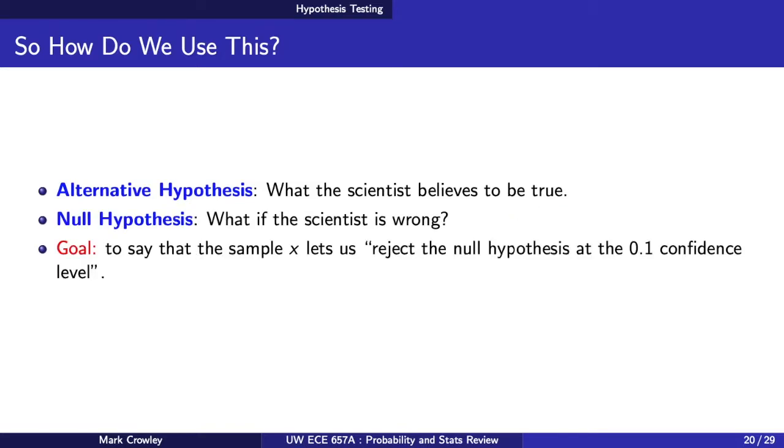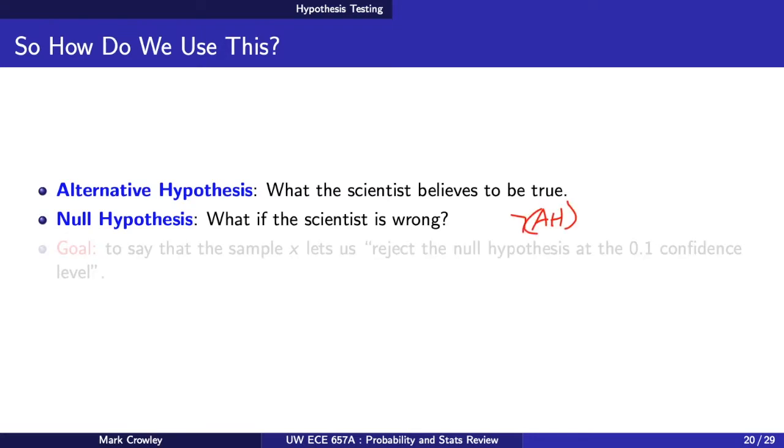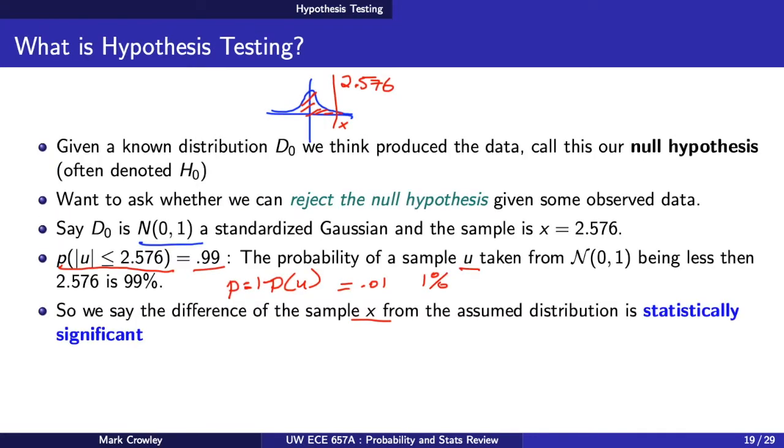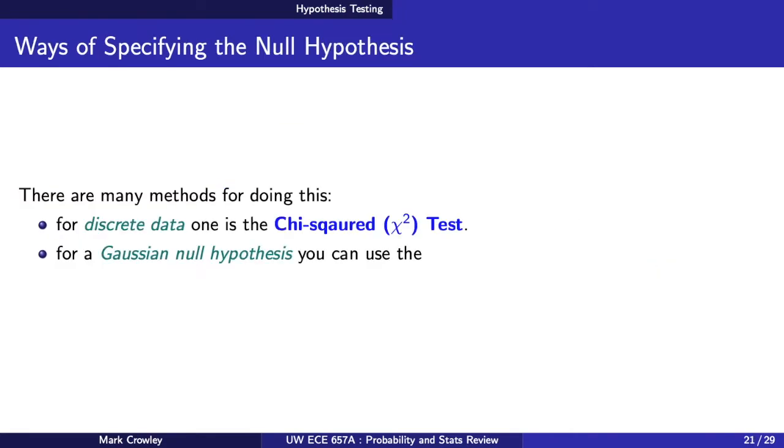So what we want to be able to say is that sample X lets us reject the null hypothesis with a 0.1 confidence level, which says that the model is 90% correct, which is different than what I had in the previous slide, which is the 0.01 confidence level. Right, so you can set that number to be whatever you want. A lot of times, the common thing, at least in biology, is that this confidence level is set to 5%. So if you can explain 95% of the data, then you're doing pretty good.